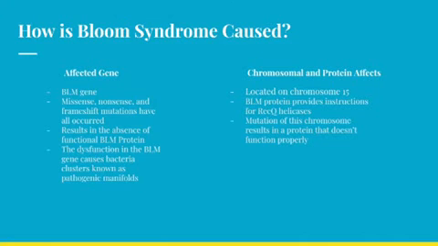How is Bloom syndrome caused? The affected gene is the BLM gene. Missense, nonsense, and frameshift mutations have all occurred during testing. Mutations result in the absence of a functional BLM protein. The dysfunction in the BLM gene causes bacteria clusters known as pathogenic manifolds. The BLM gene is located on chromosome 15. BLM protein provides instructions for RECQ helicases. Mutation of this chromosome results in a protein that doesn't function properly.